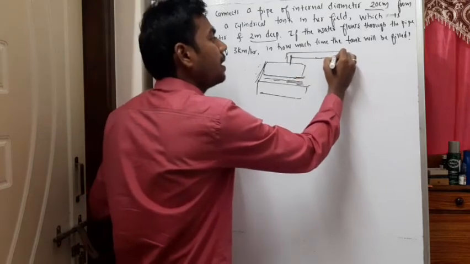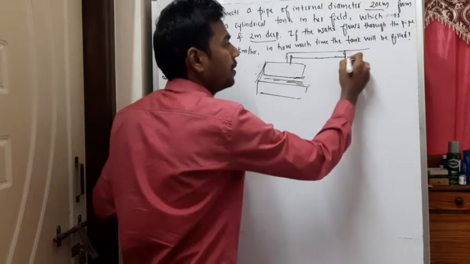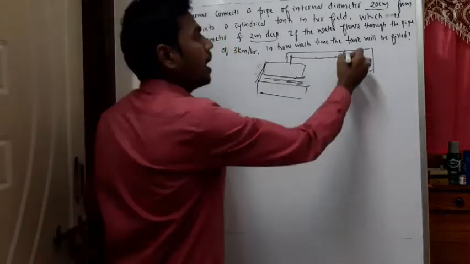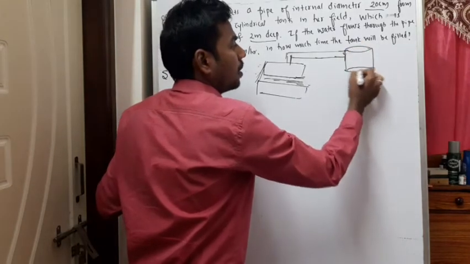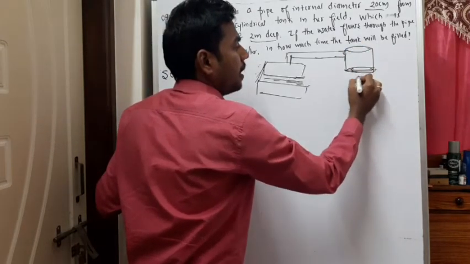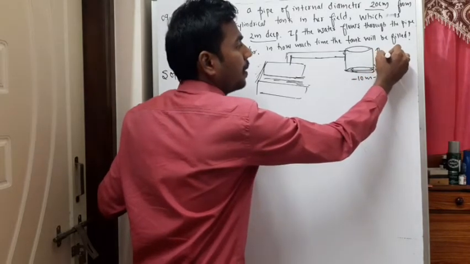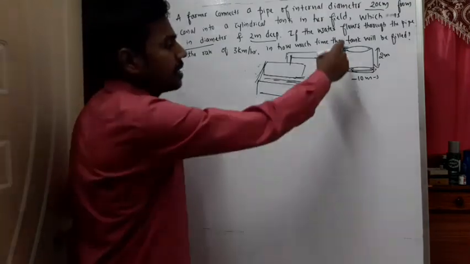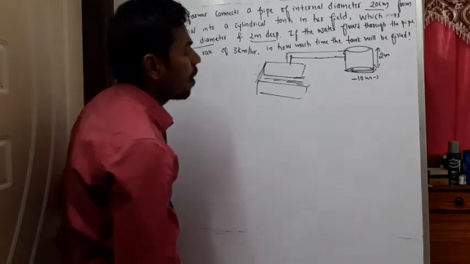This pipe is connected to a tank, and its dimensions are 10 meter in diameter and 2 meter deep. Means the height of the cylinder is 2 meter. So this tank is in the shape of a cylinder. See what they have given.